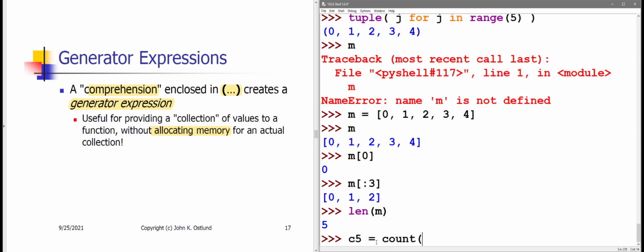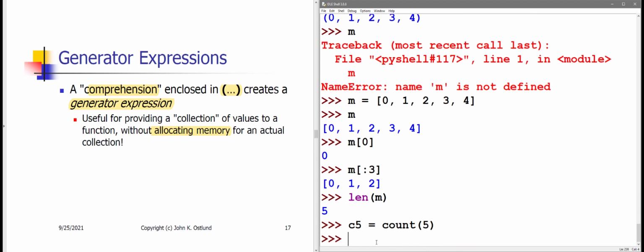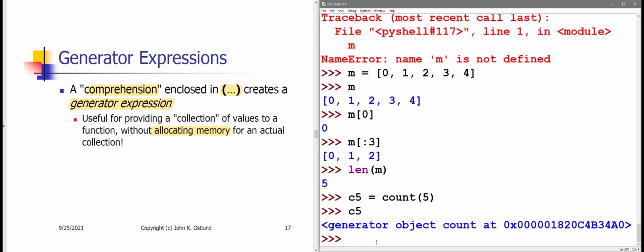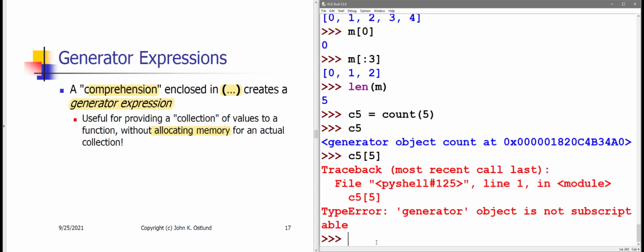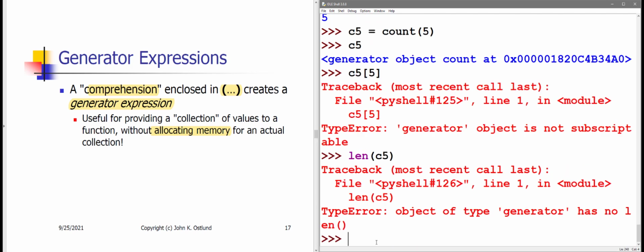C5 gets count 5. Remember that count is what I accidentally named my generator function. C5 is now a generator. I can't use subscripting on a generator. A generator is an iterable, and consequently I can use next to step through the items in the generator. But a generator does not support len or get item. Maybe it supports len. I don't think so. No.